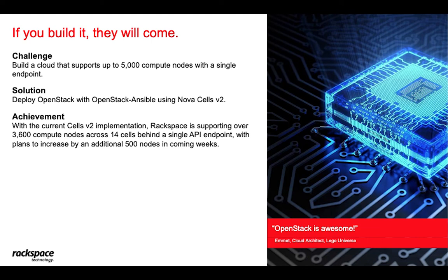What they needed was a cloud that could support up to 5,000 compute nodes. What they really wanted was a single API endpoint, a single ingress point, Horizon dashboard, API endpoints, where they didn't really have to put the burden on the user to figure out how to assign resources. But I think we may all know as OpenStack operators that a 5,000 node cloud is really hard to do. So what was proposed was we would look at using cells V2, which is a function of Nova. And that was kind of the task.